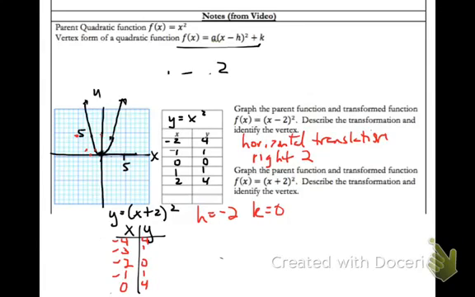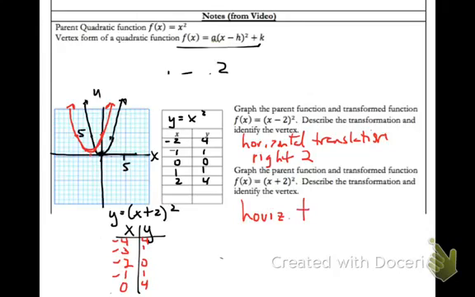And then draw your smooth U-shaped curve. Oh, kind of missed there. There we go. And then notice, compared to the parent, that graph has shifted to the left. But again, it didn't change its size or shape. So we have a horizontal translation.